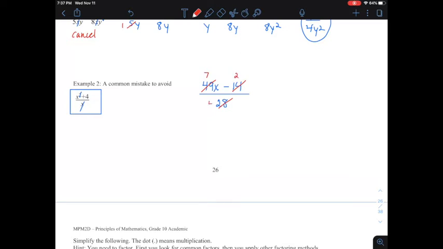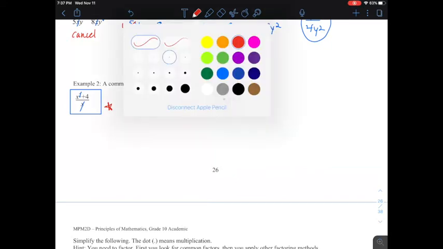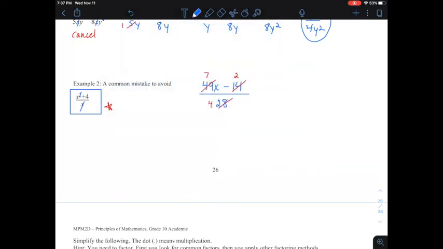So this becomes 7, this becomes 2, and this becomes 4. Now, the reason it doesn't work here is because what we're doing when we slash out these numbers with my red pen, what we're actually doing is, if I start with 49x minus 14 divided by 28, factoring out a GCF in the top, and I'm factoring the same number out of the bottom, and I'm canceling these two 7s.